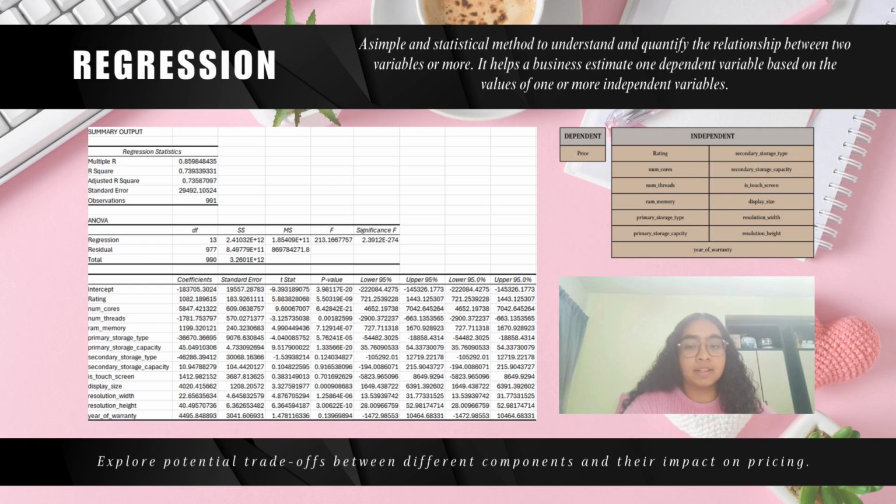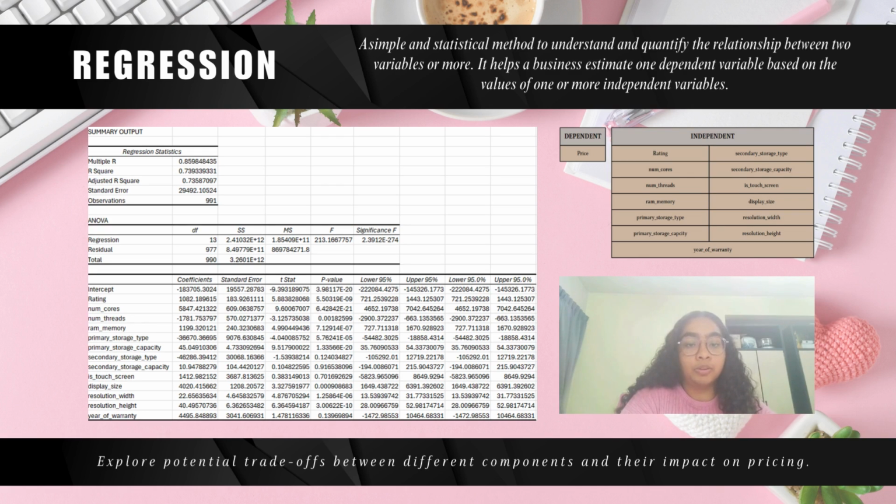In this case, we are interested in exploring trade-offs between the different components and their impact on pricing. So we think that regression will be more appropriate. This is because regression can provide a model that describes how changes in components, the independent variables, are associated with changes in pricing, the dependent variable.